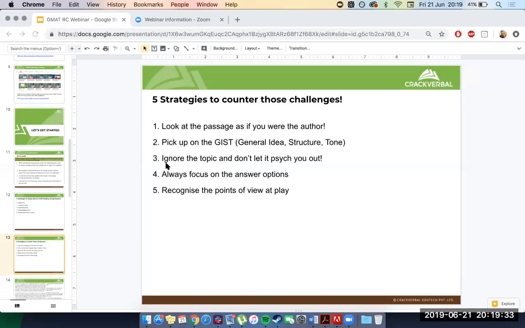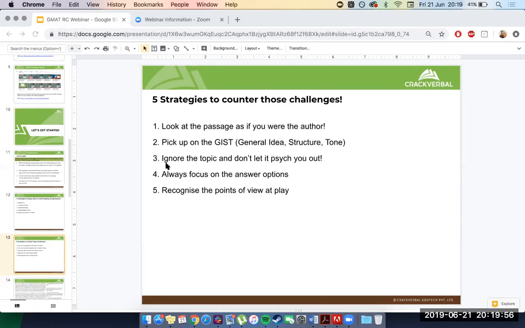Ignore the topic and don't let it psych you out. Okay, so I asked you all what you think is the hardest topic, right? What are the hardest kinds of passages? And obviously this is the answer that I always get, right? I don't like doing X type of passage. I don't like doing Y type of passage. Whenever I get a passage like this, my mind goes blank and I don't know what to do. Don't let this psych you out, right?